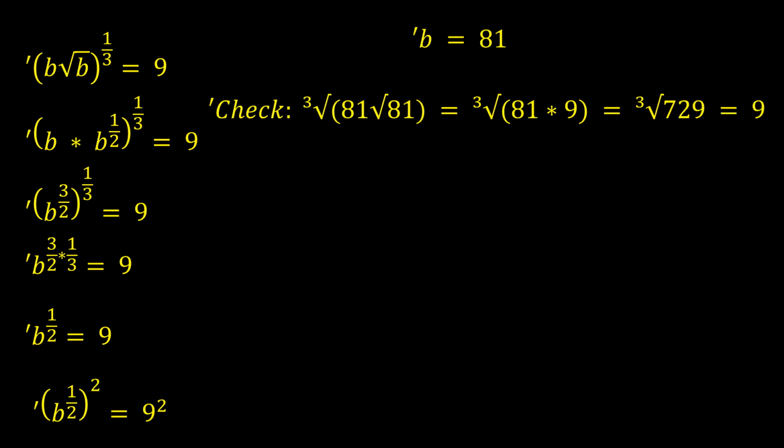Let's check our answer. The cube root of 81 times the square root of 81 equals the cube root of 81 times 9, which equals the cube root of 729, which equals 9. Therefore, the solution is b equals 81.